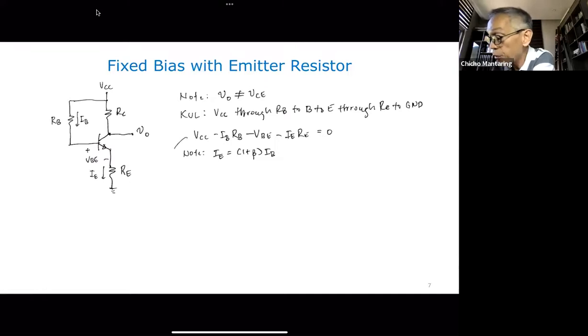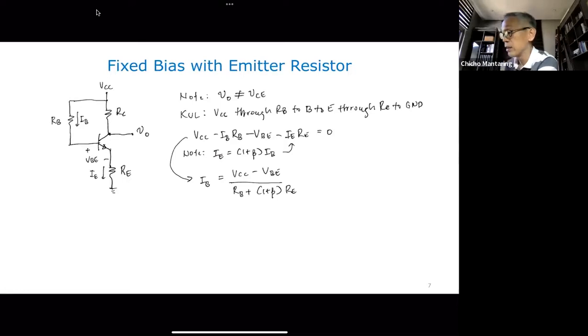If I substitute this expression here and compute for IB, I get IB equals VCC minus VBE all over RB plus (1 plus beta) times RE. And my IC is just beta times IB, so beta times this.